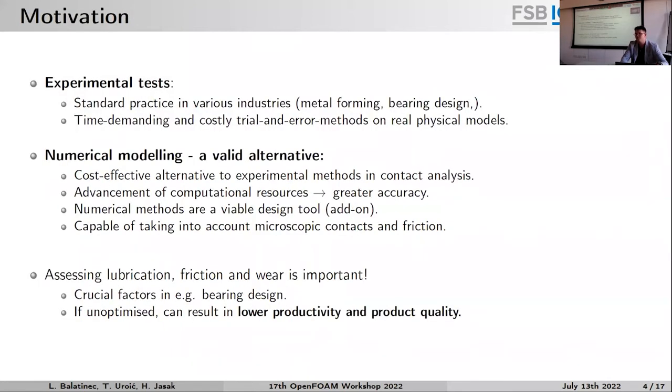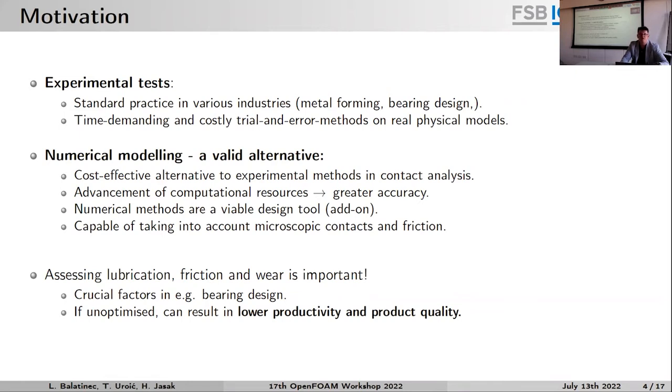So we know that experimental tests are standard practice in various industries, but we also know that they are time demanding and costly trial and error based methods which require real physical models. On the other hand, numerical modeling emerged as a valid and cost effective alternative to experimental methods in contact analysis. And with the advancement of computational resources, greater accuracy may be achieved, meaning that numerical models can be used as a viable design tool or an add-on for existing tools, which is capable of taking into account microscopic contacts and friction. So for us, assessing lubrication, friction and wear is very important, as we think that those are crucial factors in many industries, and for example, in bearing design.